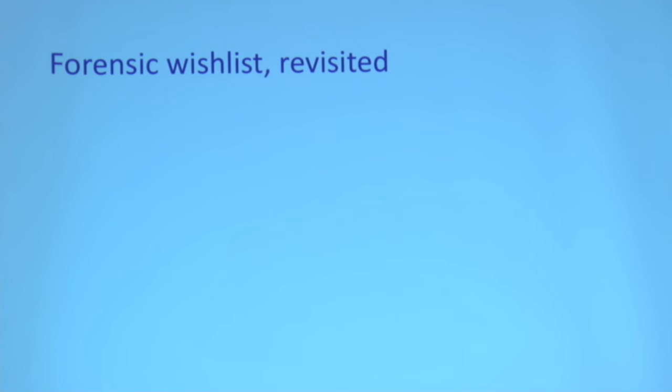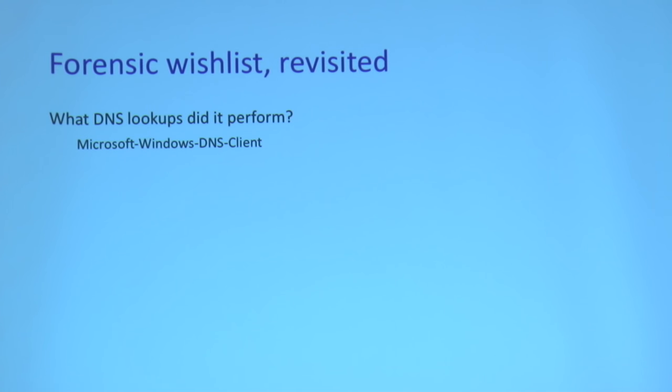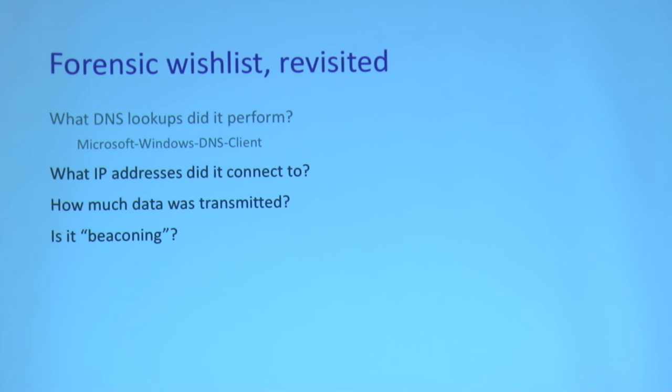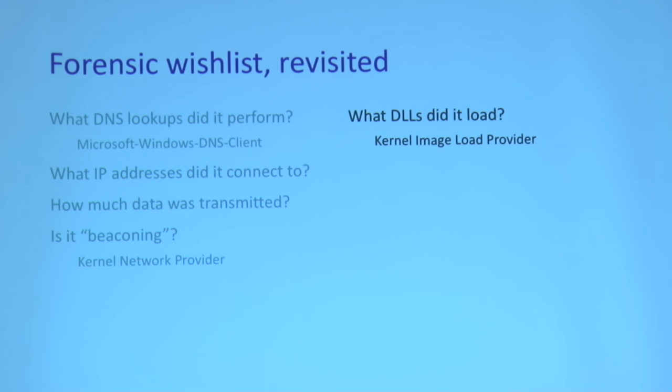So let's revisit the forensic whitelist. We wanted to know what DNS lookups happened with that bad.exe at the very beginning. We already looked at that just now, right? Microsoft Windows DNS Client is one source you can get that information. What IP addresses we connected to, how much data was transmitted, whether or not it was beaconing: that's the kernel network provider that will give us that data. We kind of talked about that a little bit too. DLLs it loaded: the image load provider.